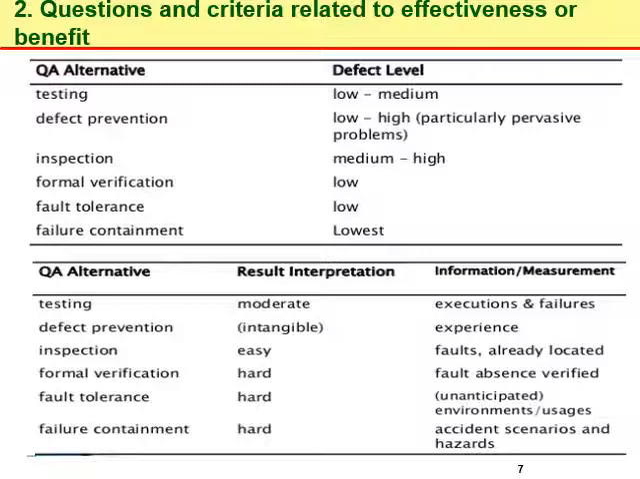In addition to easy result interpretation, we would like to have different quality assurance alternatives provide as much information as possible to help us improve quality for the current and future products. So here we can see in the bottom figure, in the right column, the types of constructive information that can be provided by these quality assurance alternatives.